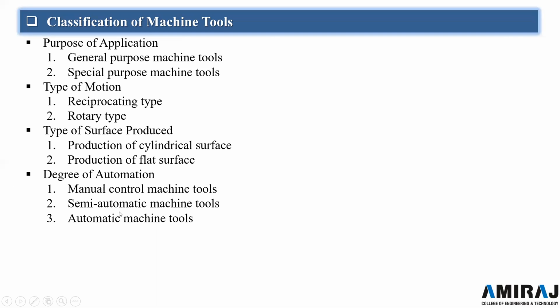And in semi-automatic, there are turret and capstan lathes, in which multiple tools can be mounted. Another is automatic, that is parallel and progressive axis machines, automats, transfer line machines. So these are the automatic machine tools.